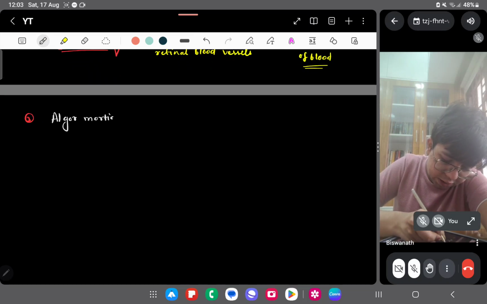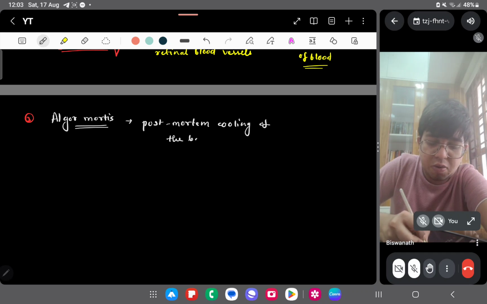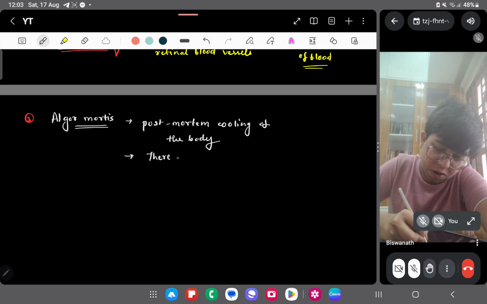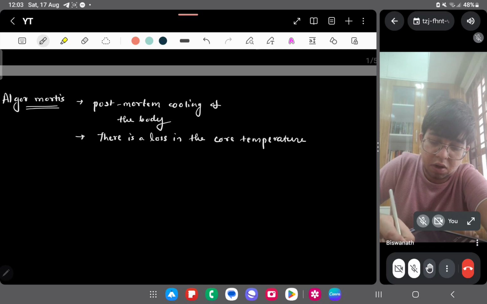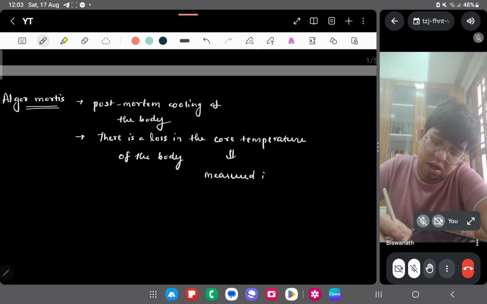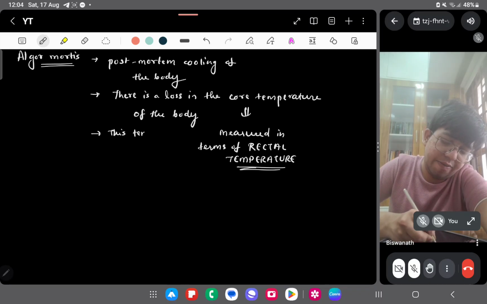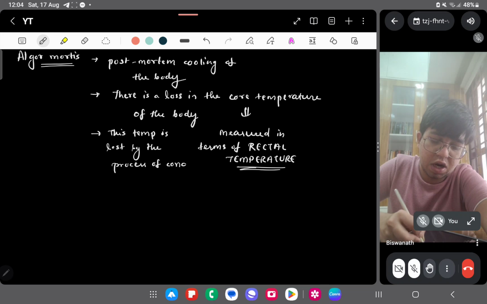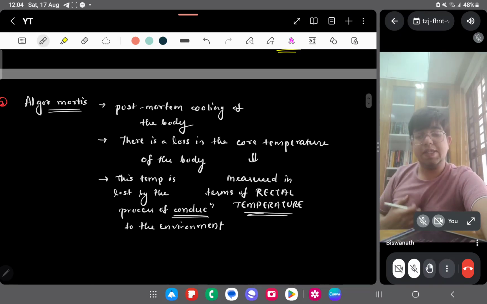Algor mortis is the post-mortem cooling of the body. There is a loss in the core temperature of the body. This core temperature is measured in terms of rectal temperature. And this core temperature is lost by the process of conduction to the environment. Understood? So this is all about your algor mortis.